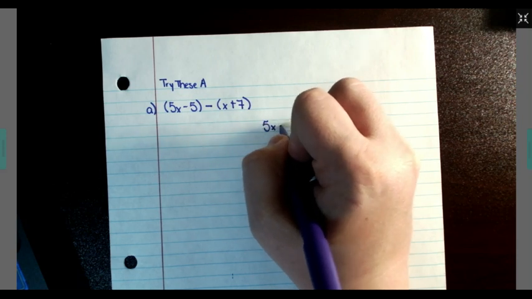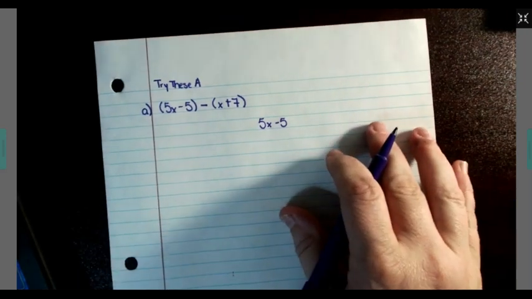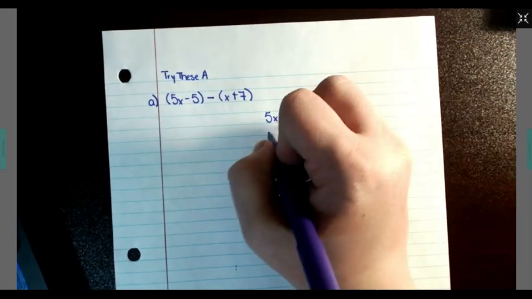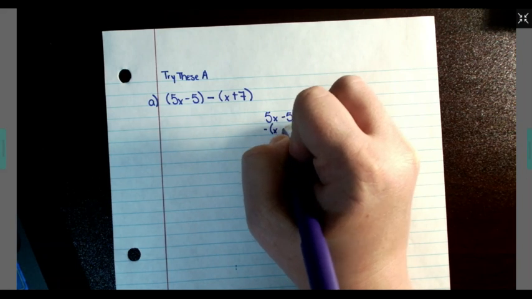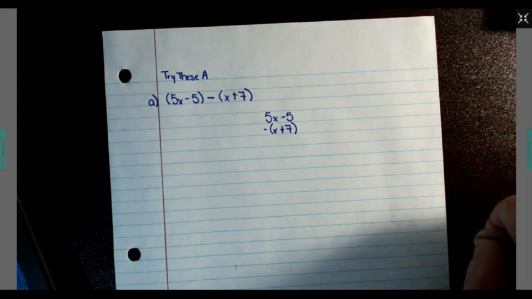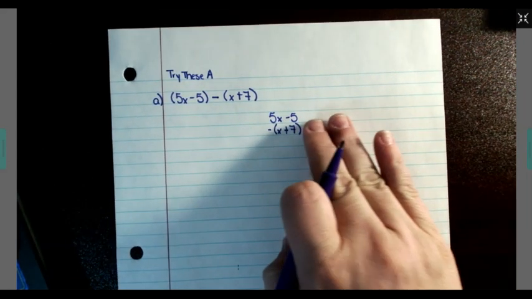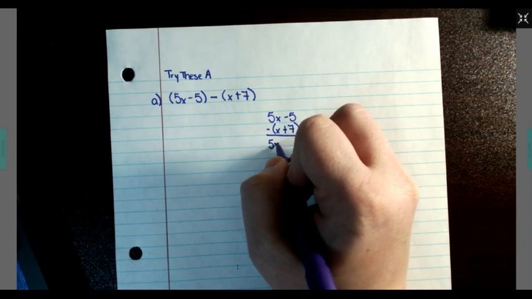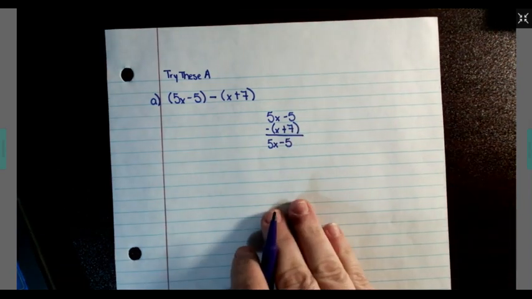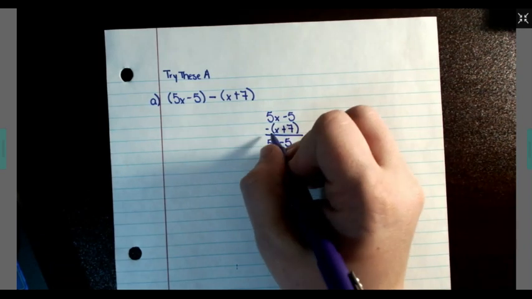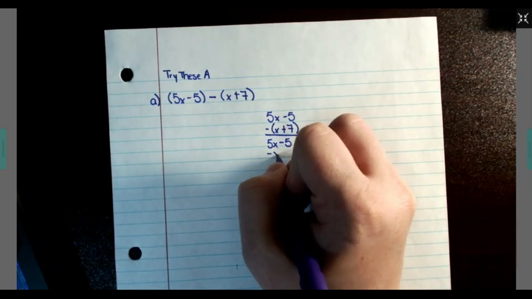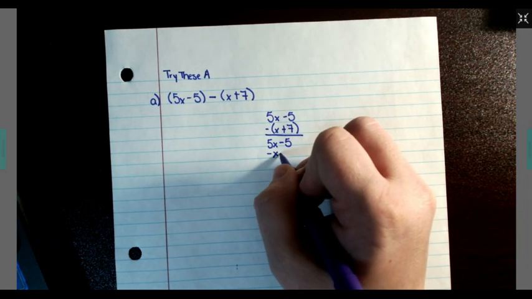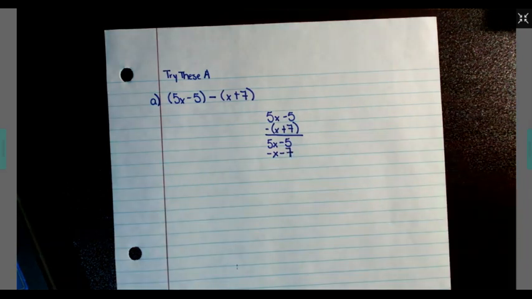I've got 5x minus 5. And then we're going to do negative x plus 7. So my top one is going to stay exactly the same. It's going to stay 5x minus 5. But here, we're going to change the sign of the x. It's going to become negative. And we're going to change the sign of the 7 to make it negative as well.